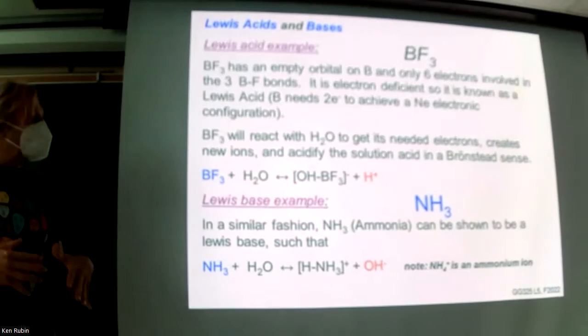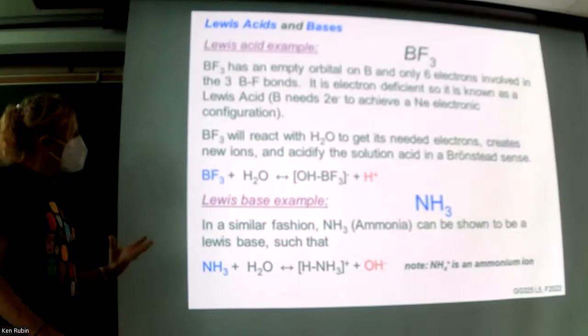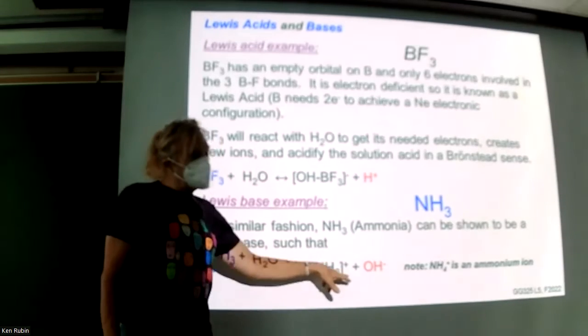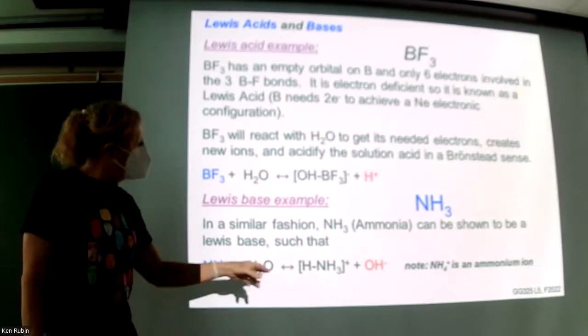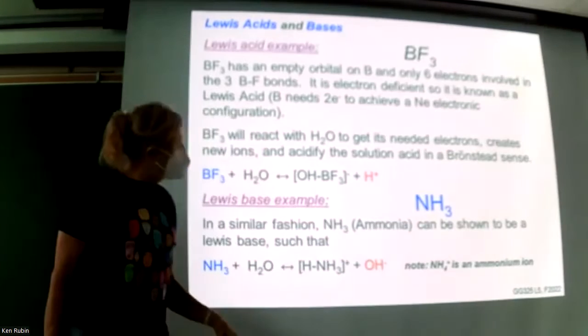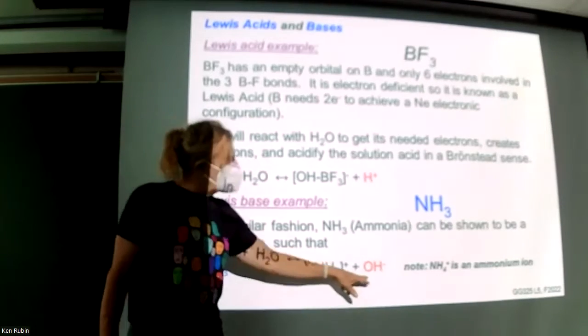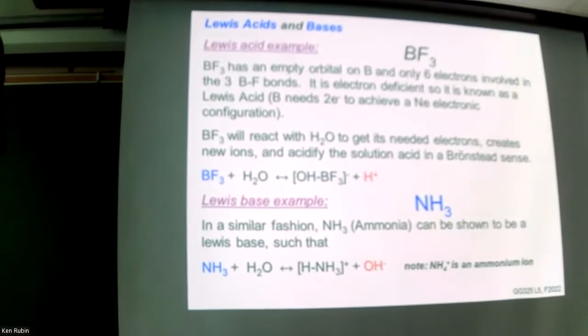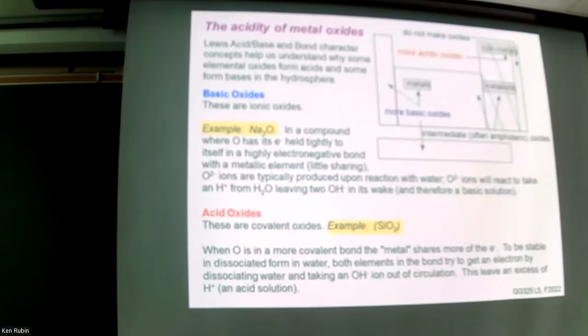They want to be shielded, and so it interacts with water by pulling a hydrogen ion to it to make ammonium, NH4 plus ions, and leaving behind a hydroxide. This is why when we bubble ammonia gas in the water, we get a solution that is basic. That's the way that the Lewis base acts in a Bronsted sense.